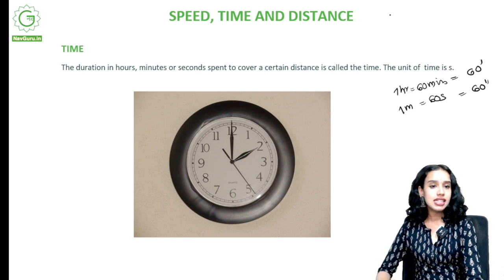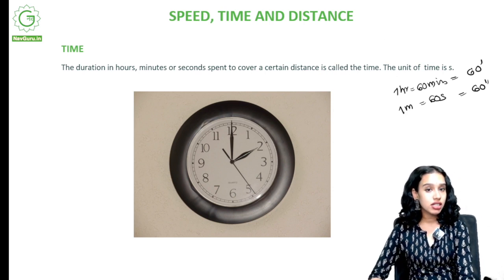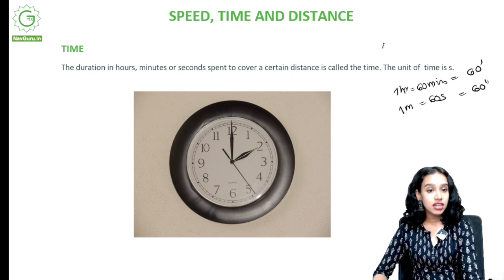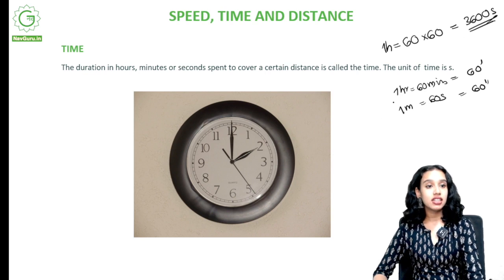Now, let's say 1 hour is equal to 60 minutes and 1 minute equal to 60 seconds. So how many seconds are there in an hour? We could write it as 1 hour is equal to 60 into 60 seconds, which is 3,600 seconds, right?